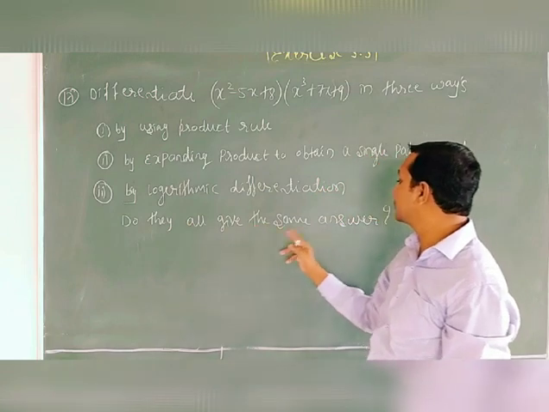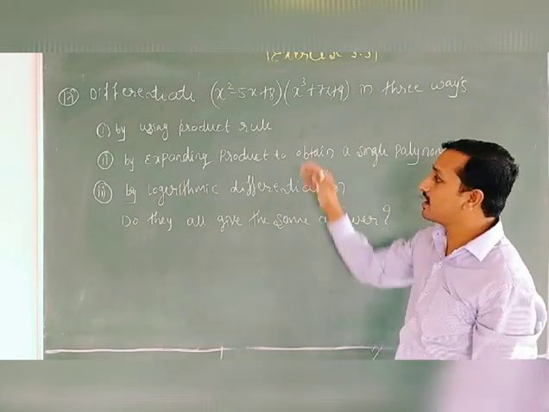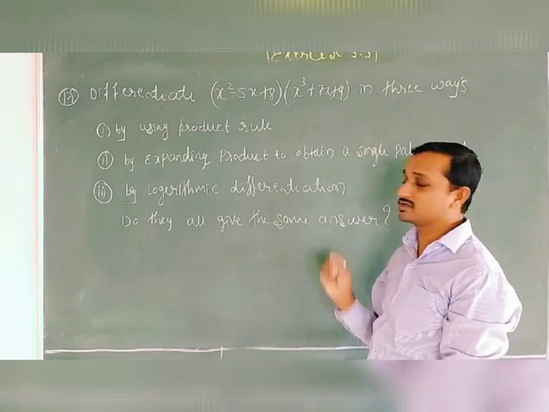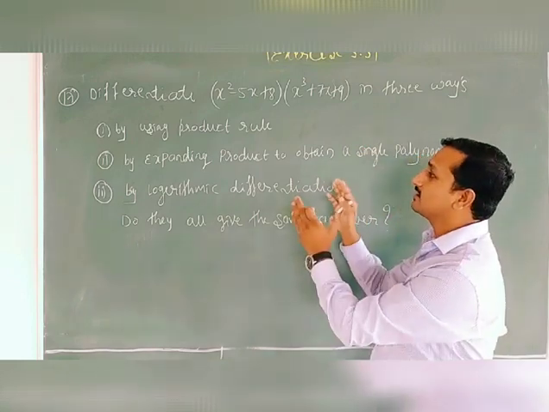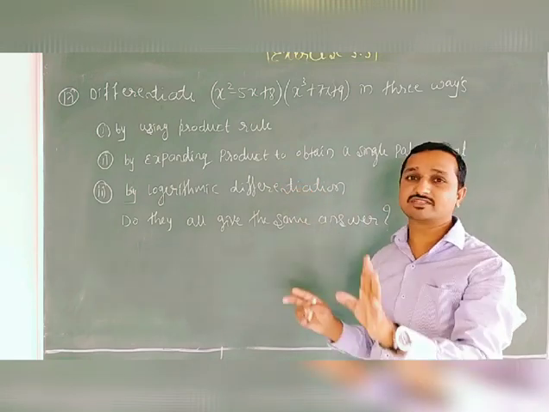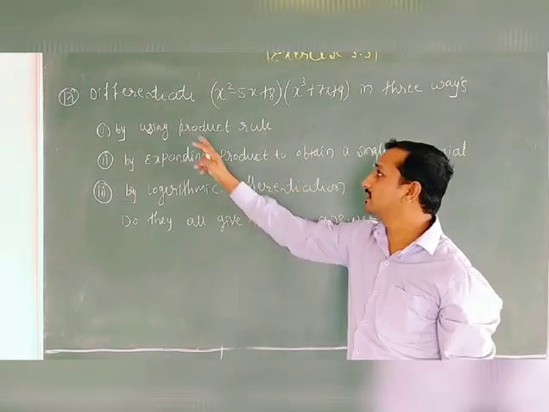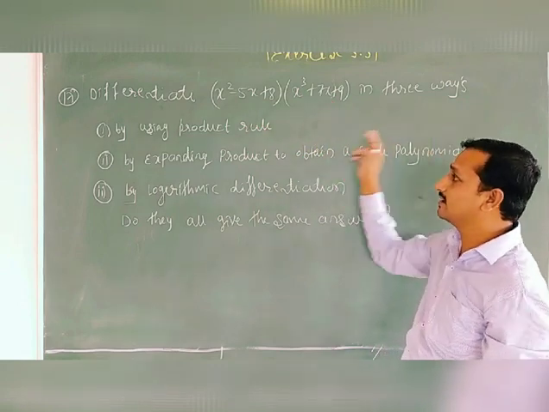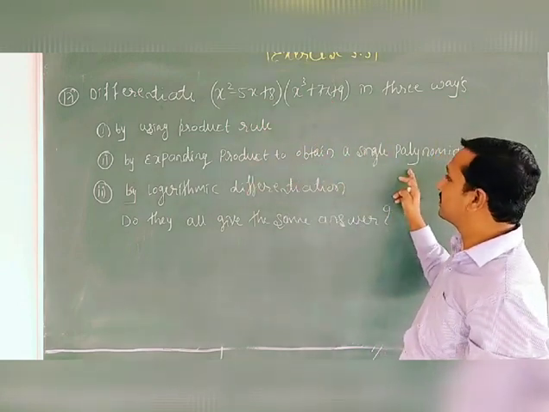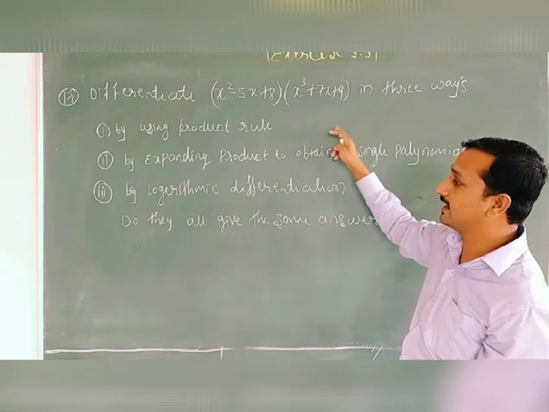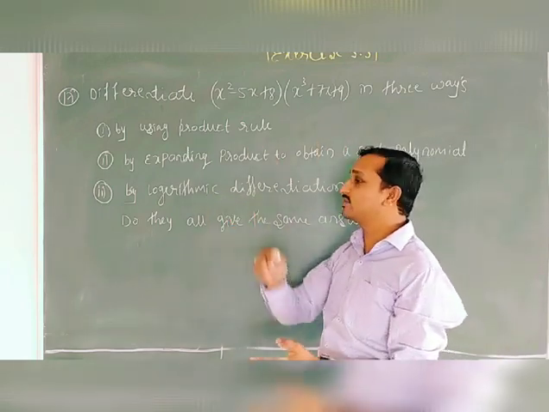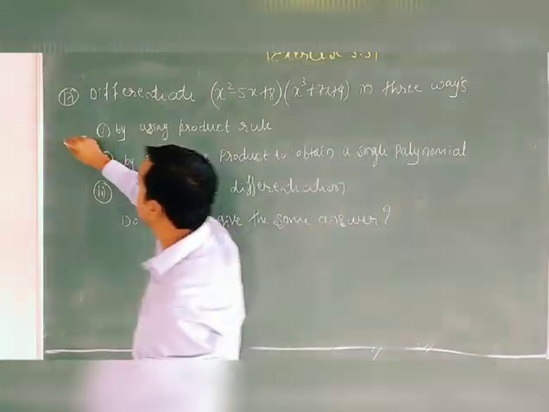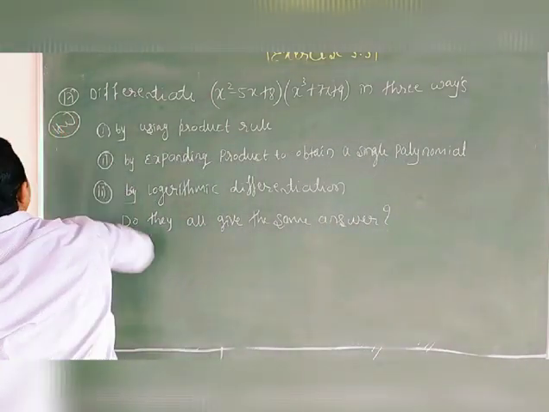Do they all give the same answer? All three ways give the same answer. This is our question. So obviously all three ways give the same answer, 100% sure. So we can apply product rule, u into v, also the same. By expanding the product to obtain a single polynomial, also the same answer, and by applying logarithmic differentiation, also the same answer. So this is your work, students. Okay, very simple example it is.